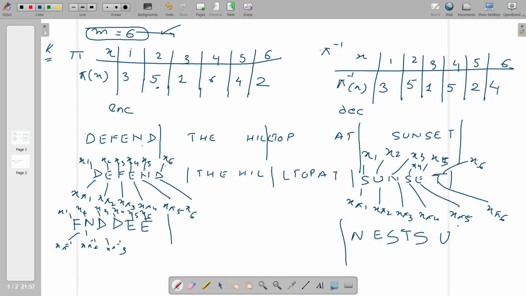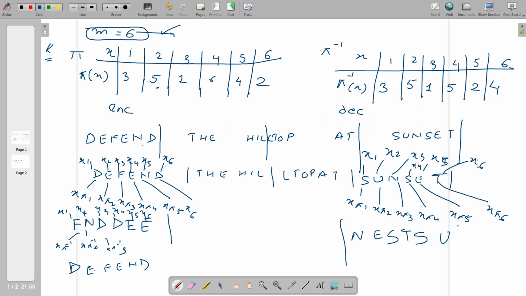Like for example, x1 goes to 3. And what is 3 here? Pi 3 is d. Then again x2 goes to 5. And what is x by 5? It is e. So it comes out to be defend. So this is how we can encrypt the permutation ciphers and how we can decrypt the permutation cipher.